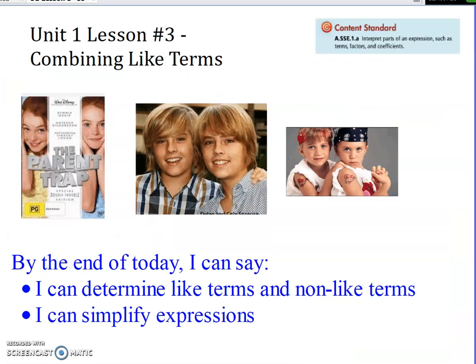What we're going to talk about today is an idea called combining like terms. We do this so that we can simplify expressions or make them look nicer in the end. Essentially, what we're doing when we're combining like terms is we're just combining terms that look alike. That's why I put the pictures of these twins here. In order to combine terms, they must be terms that look alike. So that's going to be our goal today. We're going to see if we can determine like terms and non-like terms, and we're going to simplify expressions.